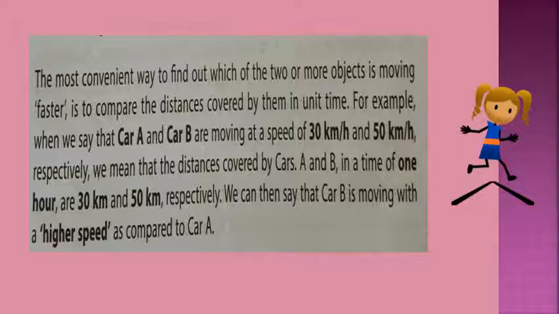Whenever we talk about speed, we say 30 km per hour, 50 km per hour. What does it mean? It means in 1 hour car A covers a distance of 30 km and in 1 hour car B covers a distance of 50 km. Now can you guess whose speed is more? Which car has the higher speed? Yes, we can say that car B is moving with a higher speed as compared to car A, because in 1 hour car B covers 50 km and car A covers 30 km.